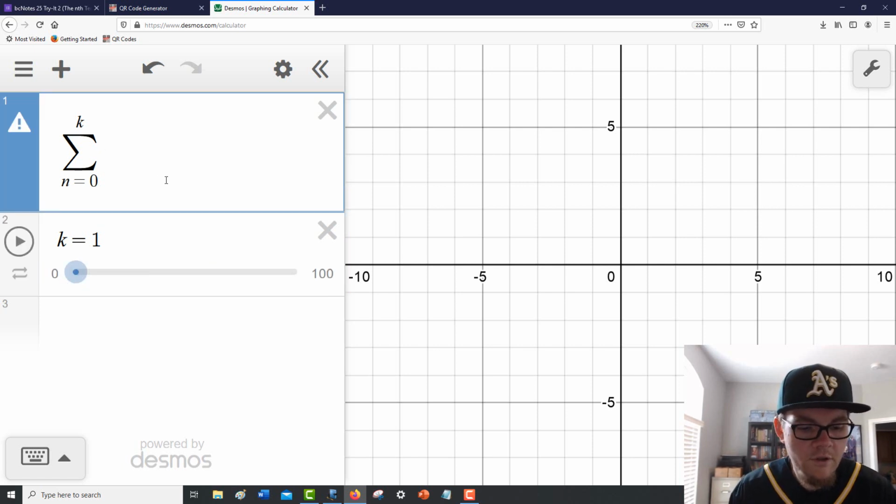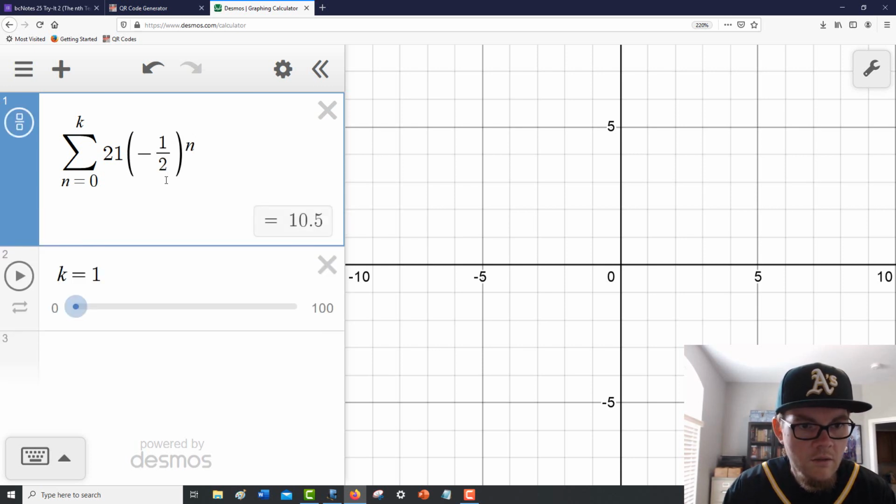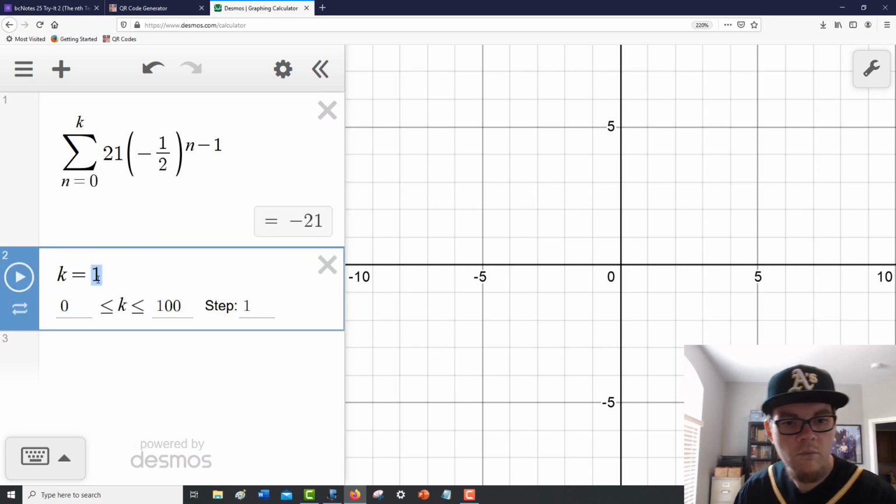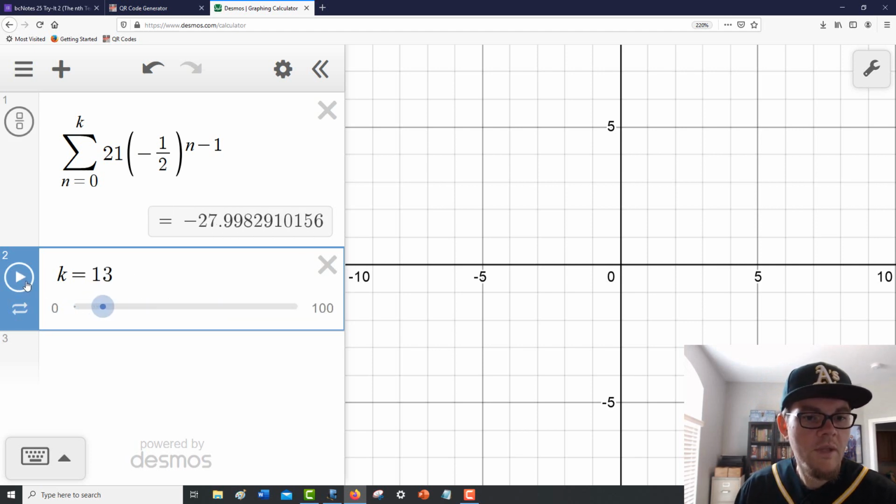Okay, so in our series we had 21 times negative 1/2 to the n, another trick. Okay, so it says with one term we have, all right, k equals 1, we have negative 21. Let's see what happens if I put in 0. Okay, cool, it works. Okay, sorry. So let's see. As we add more and more terms, does it seem like it's getting closer and closer to negative 28?